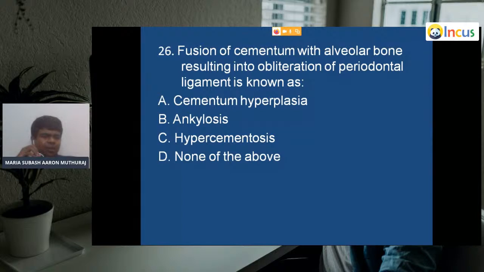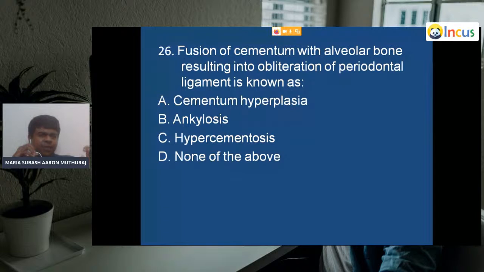Ankylosis can be detected clinically only when about 20% of ankylosis has happened. By percussing the tooth, a metallic sound will be heard. By this way, by percussion of the tooth, we can clearly detect the ankylosis. Radiographically, there will be obliteration of the periodontal ligament space, and there will be no intervening periodontal ligament space.